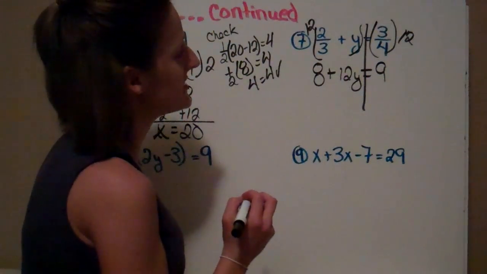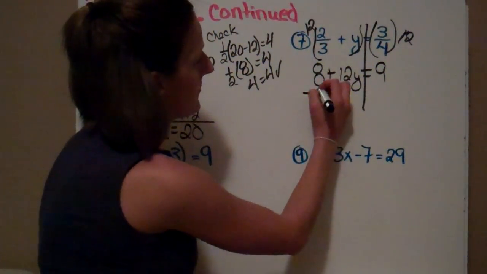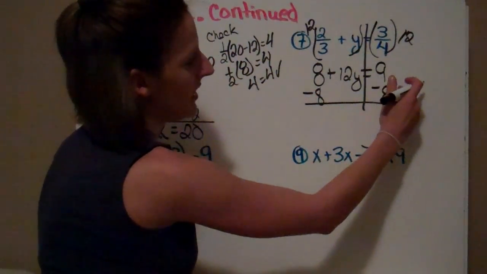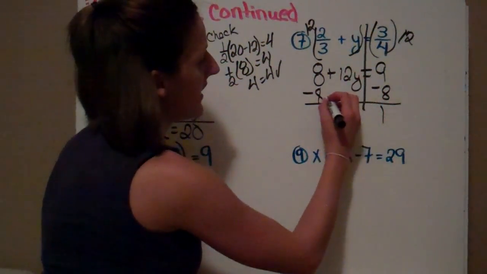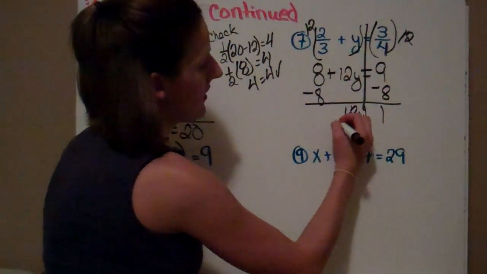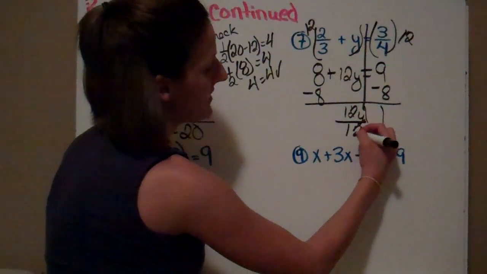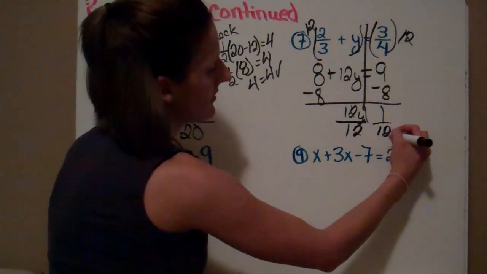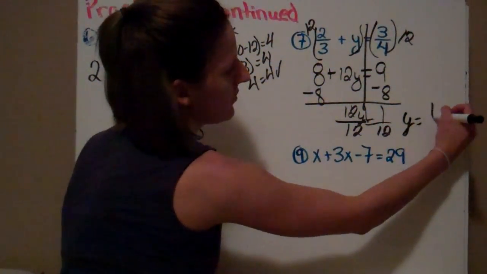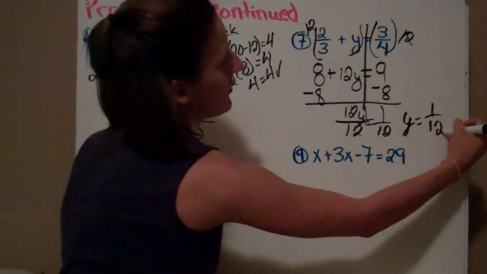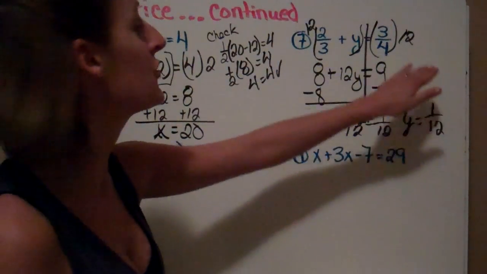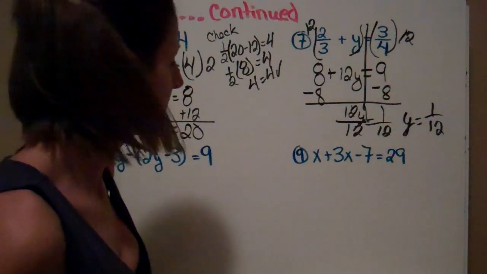Alright, now what I need to do is subtract 8 from both sides. I'm going to get 9 minus 8, which is 1, and 8 minus 8 is 0, so I'm left with 12y. Then I need to divide each side by 12. And what you'll get is y to actually equal a fraction, 1/12. And there's your answer. So if you do 2/3 plus 1/12, you will get 3/4.